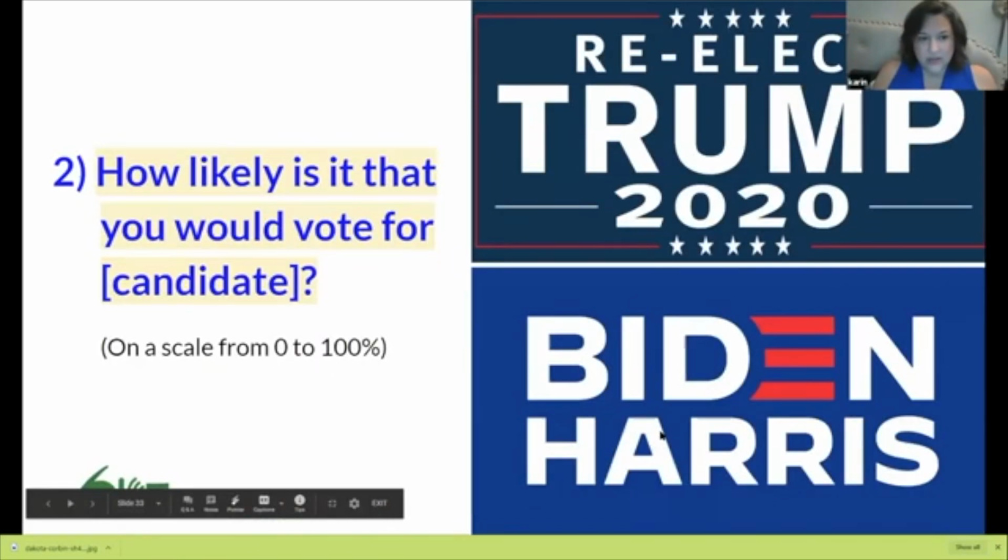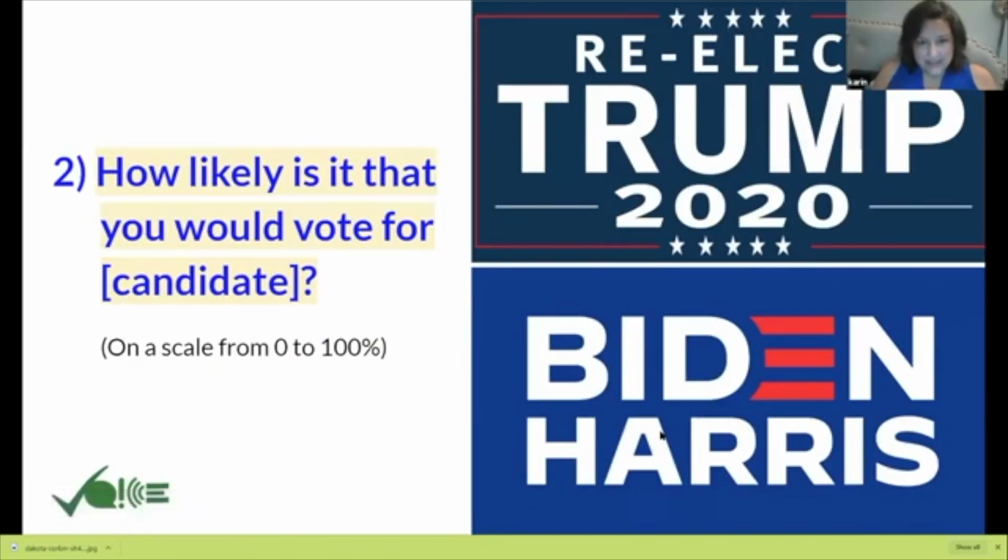The second question is, how likely is it that if you vote, you would vote for my candidate, whoever that candidate may be? And again, you want to put that on a scale from 0 to 100%. So if I am supporting Biden, for example, the question becomes, how likely is it that you would vote for Biden for president if you vote? Is it absolutely not, you would never even consider it, or absolutely he is the only choice right now, 100%?